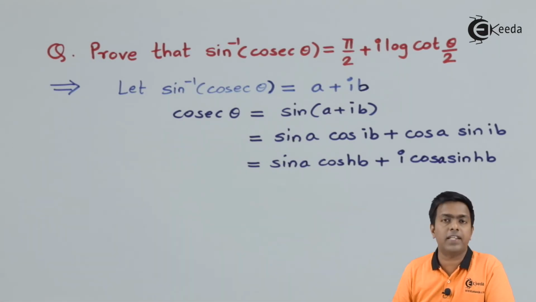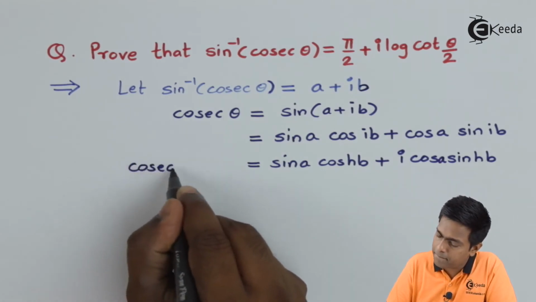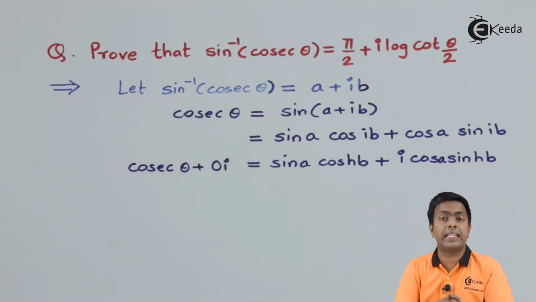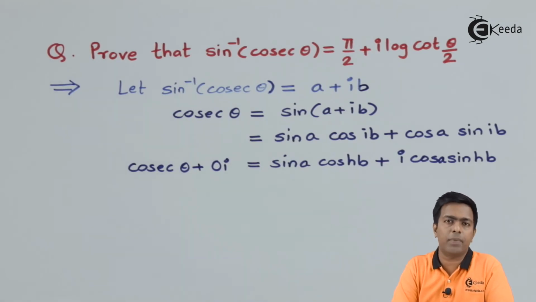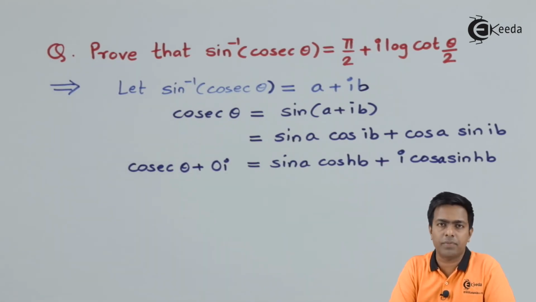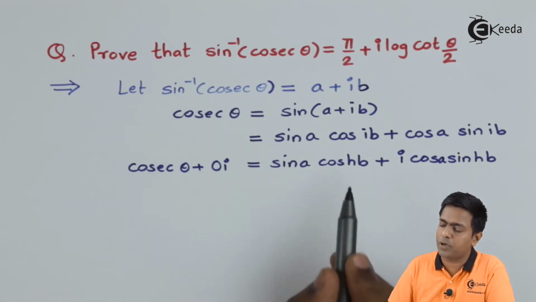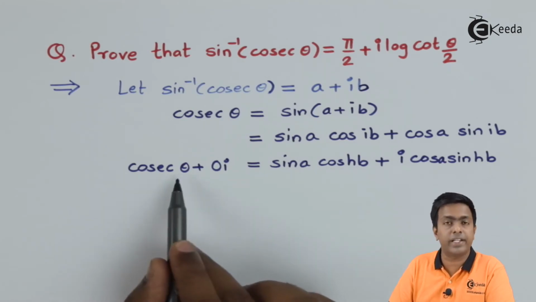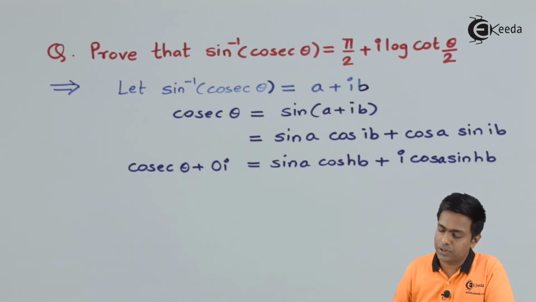Now guys, on the left hand side we have cosec theta. So it's a real part. Can we say that the imaginary part is 0? Yes, it's absolutely correct. So here I'll write cosec theta plus 0i. Now you can see that on both sides we have a complex number. So we can compare the real part with the real part and the imaginary part with the imaginary part. By comparing both sides, we'll get the real part, that is sine a into hyperbolic cos b, as cosec theta, and cos a into hyperbolic sine b as 0.